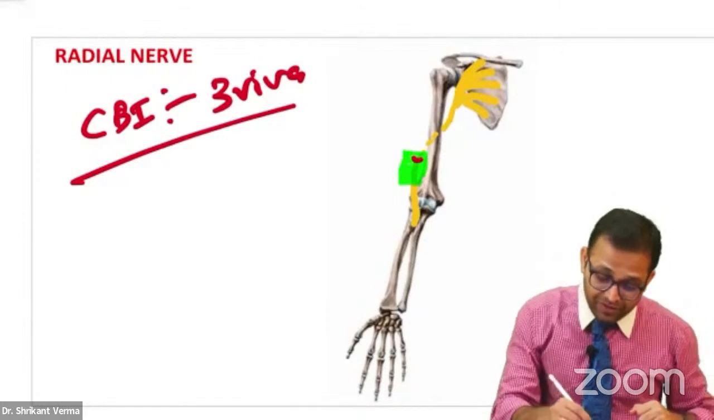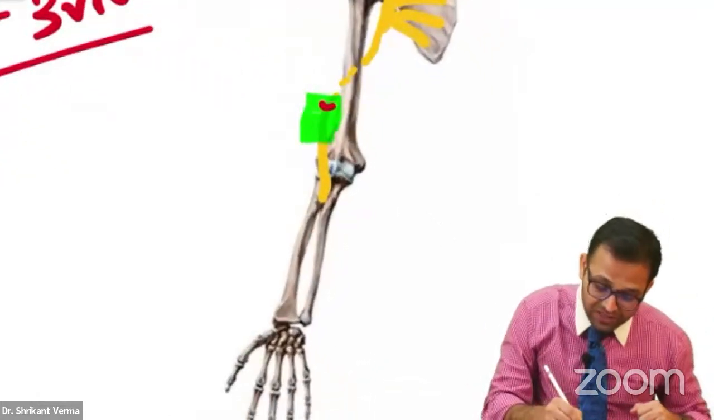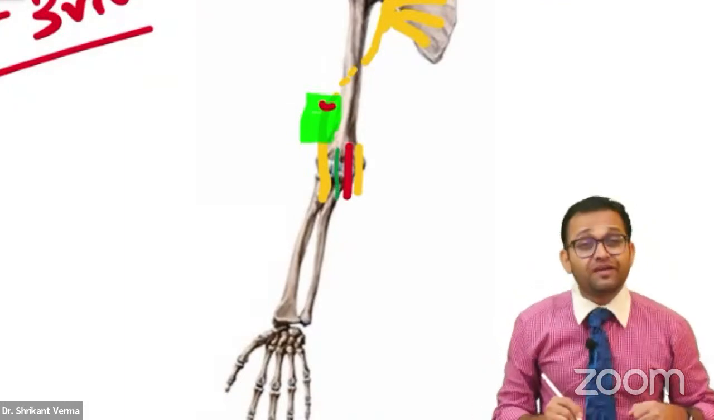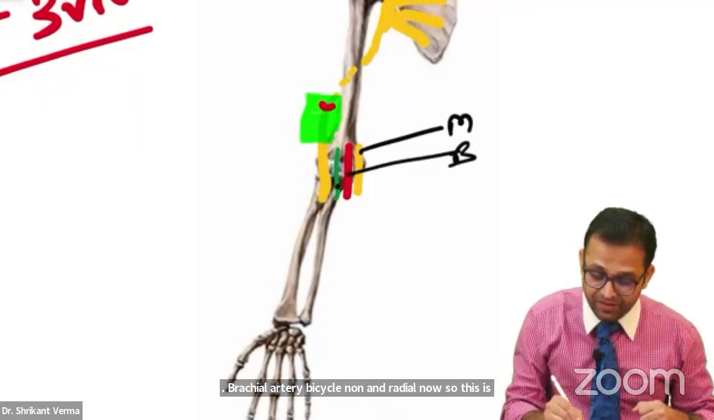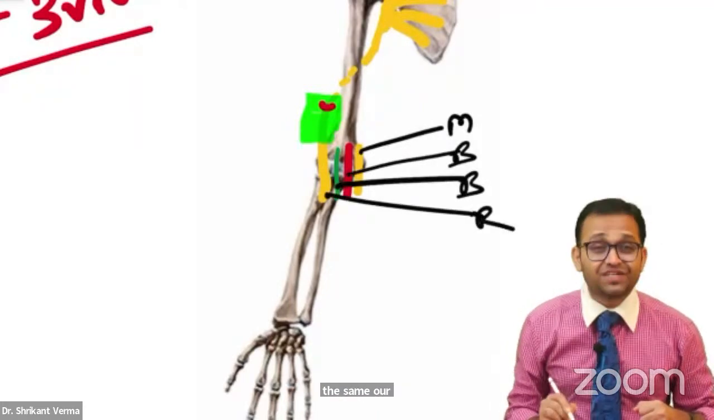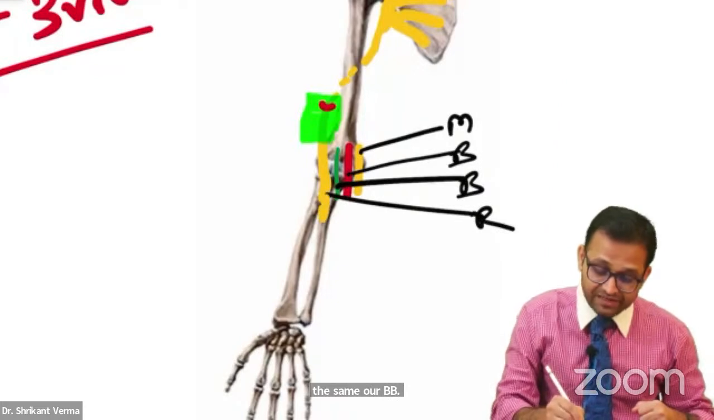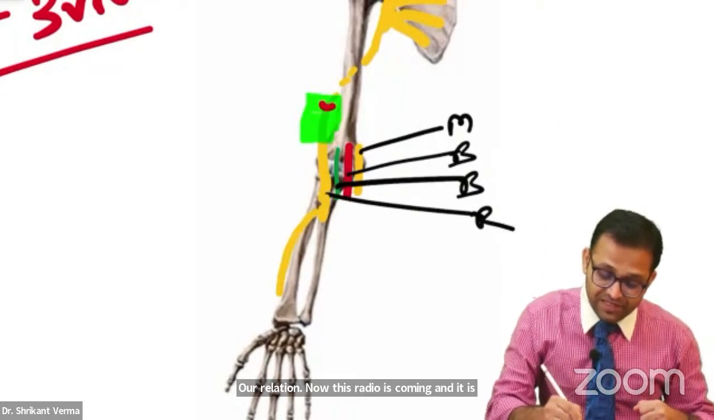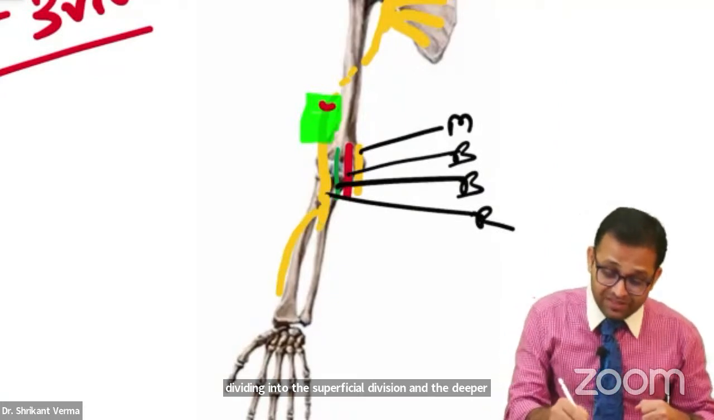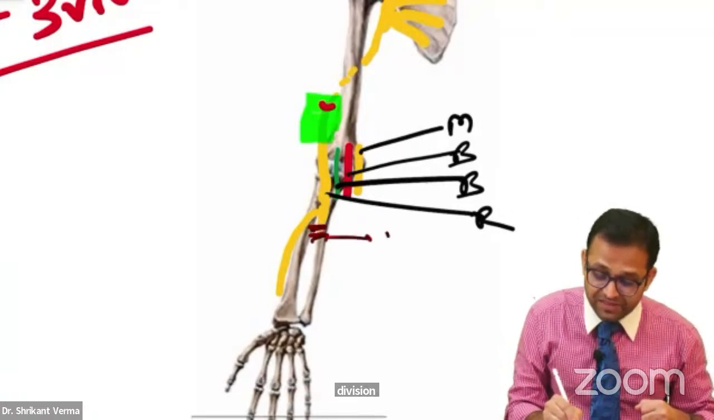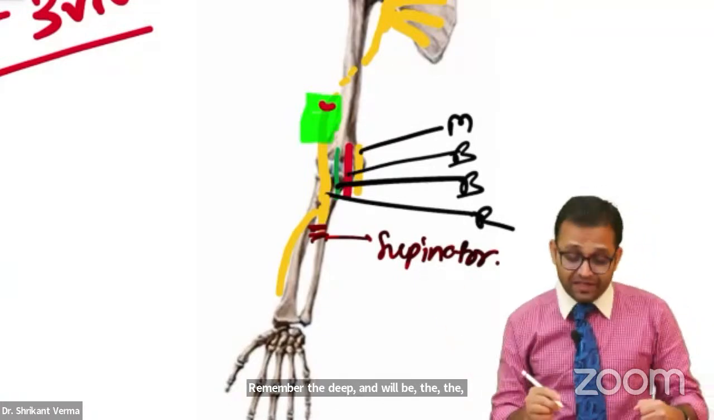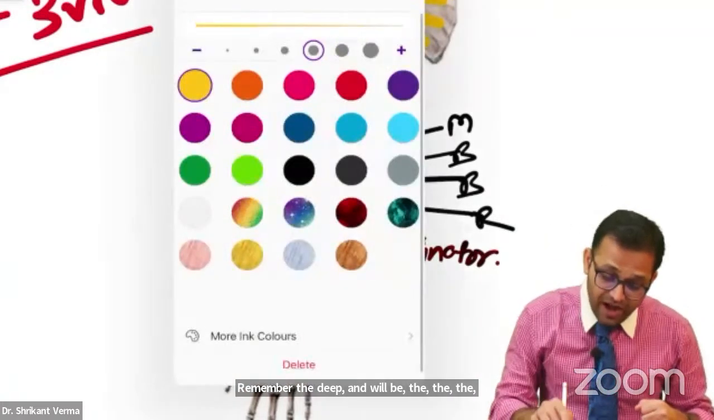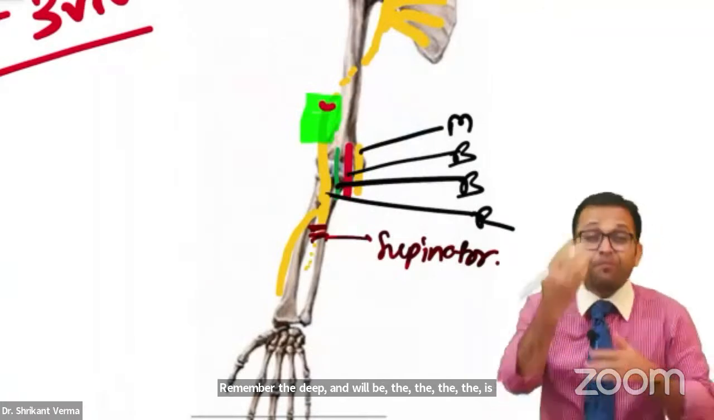Okay, sir. So radial nerve is coming here. We all know there is our median nerve, brachial artery, biceps tendon, and radial nerve. So this is the same relation. Now this radial nerve is coming and it is dividing into the superficial division and the deep division. Remember, the deep division will pierce the supinator muscle. Yes, sir. Supinator is pierced by the deep branch of the radial nerve and it will run at the back side, the posterior compartment of the forearm.